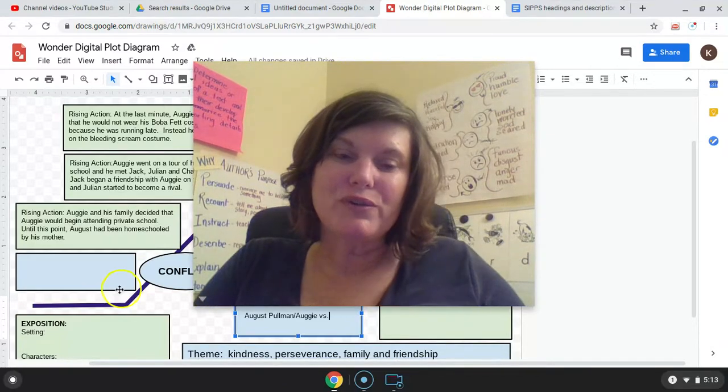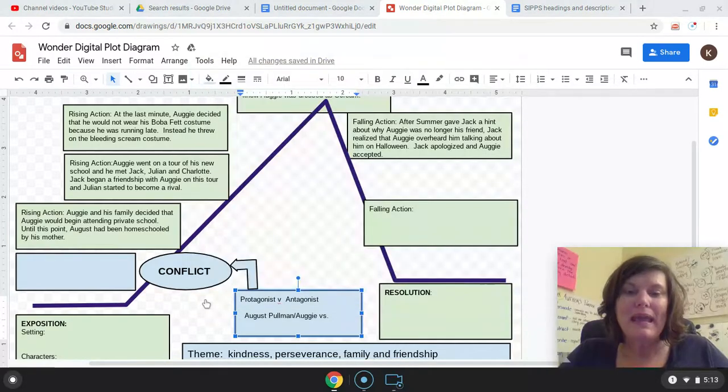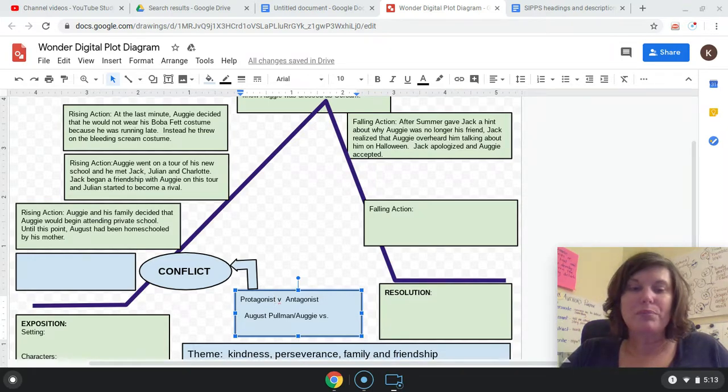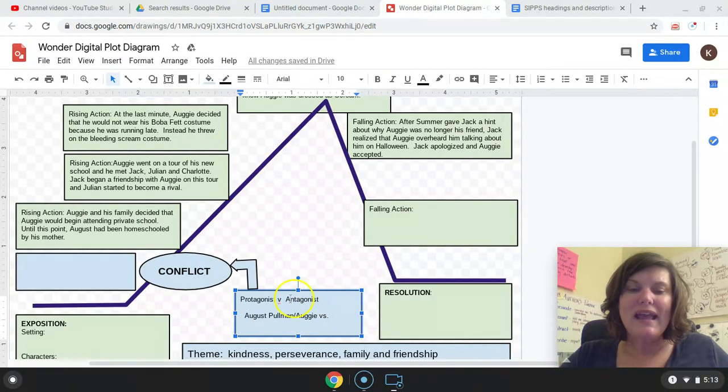Before we get started reading, I want us to revisit our plot diagram. Yesterday we learned about the protagonist, and if you recall, the protagonist is the main character, the leading character. Often they're the hero. They're the person the whole story revolves around. And we learned that that was August Pullman, or Augie for short. So today, let's take a look at the antagonist.